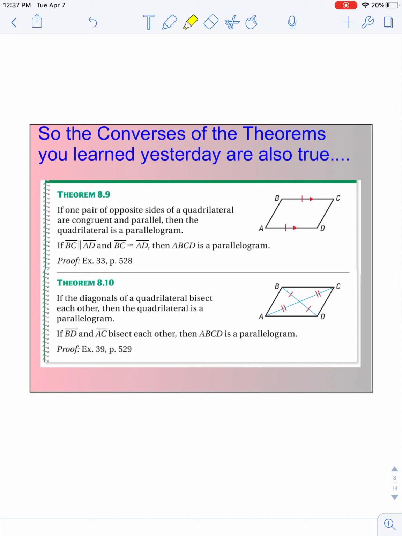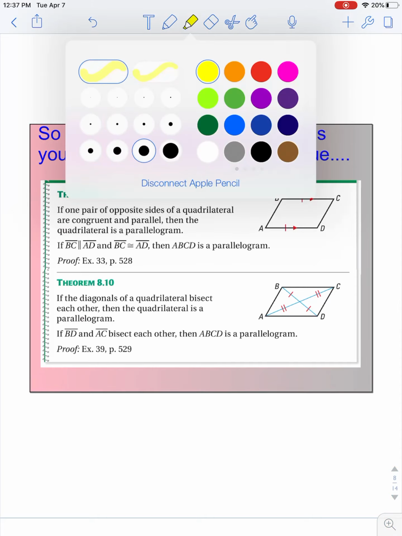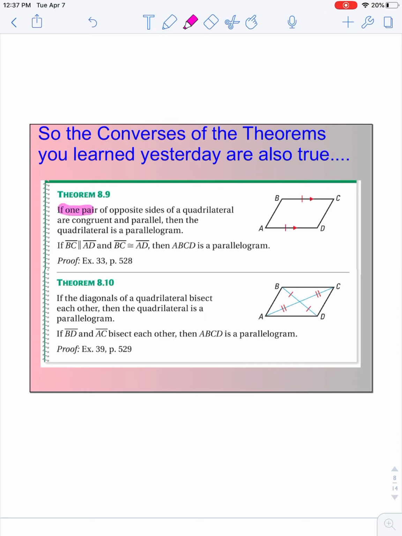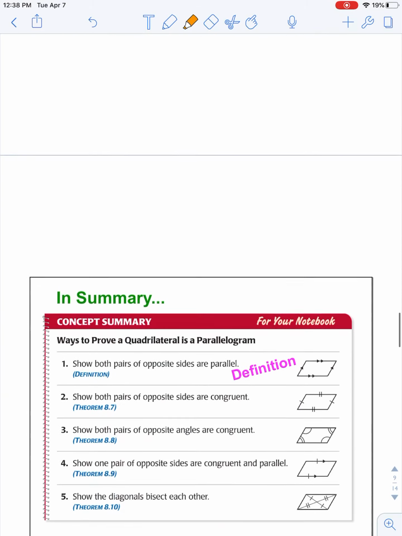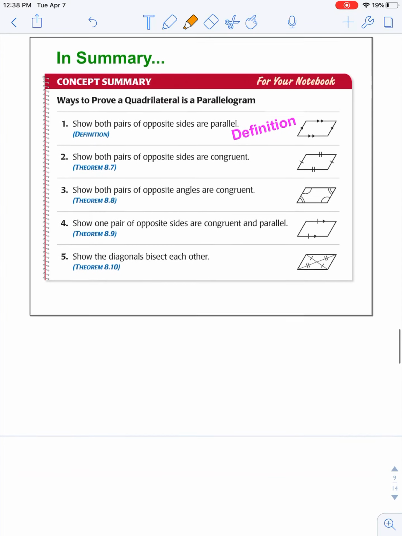The last two: one of them we already walked through in these two proofs together. If one pair of opposite sides are congruent and parallel, so you have just one pair, but they're both parallel and congruent, that would also be enough to prove that it is a parallelogram. And finally, the first, more involved proof that we did: if the diagonals bisect each other, then it's a parallelogram. So again, these are all ways to prove that a quadrilateral is a parallelogram.